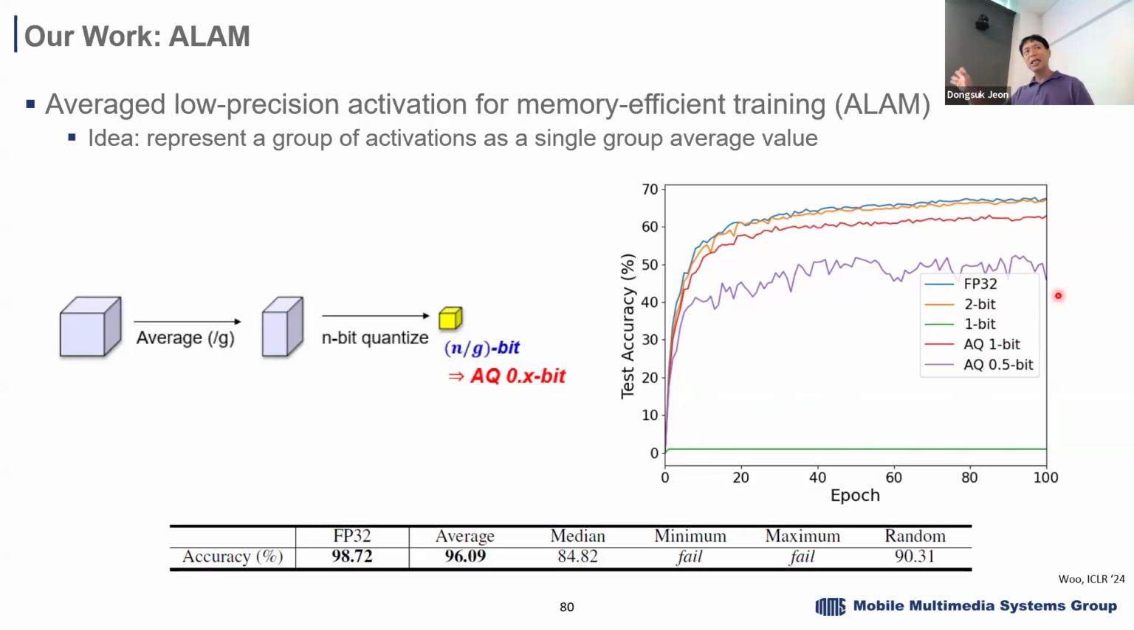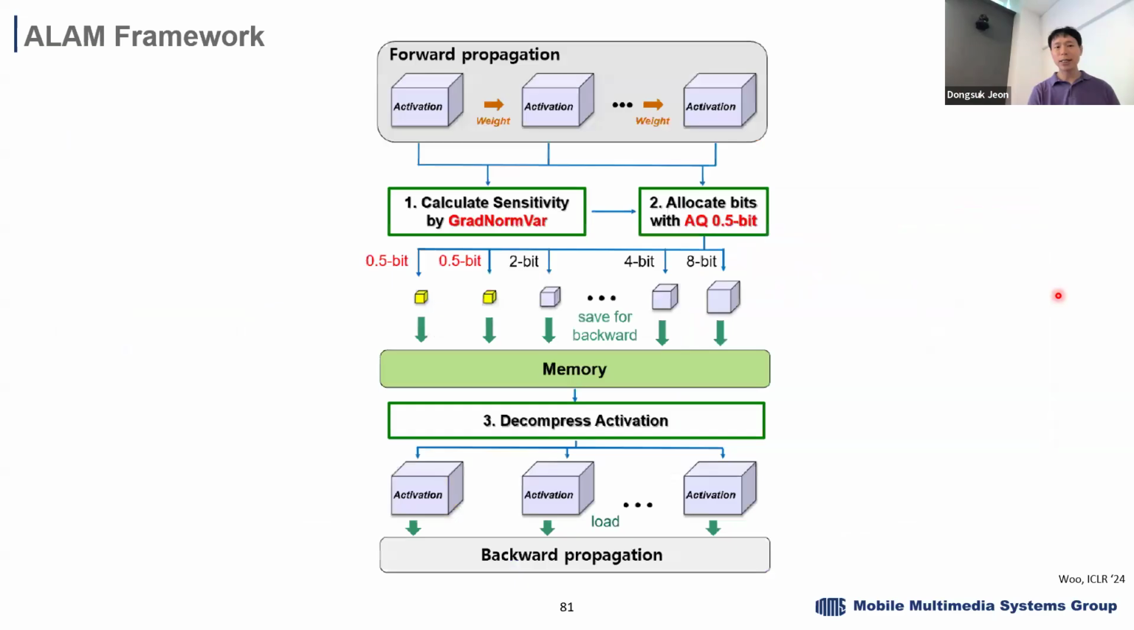So here we are not suggesting that we need to use 0.5 bit precision for all the layers. Usually we're going to apply this kind of technique only to a subset of the layers which are less sensitive to these kinds of quantization errors. So this is the ALARM framework we suggested.